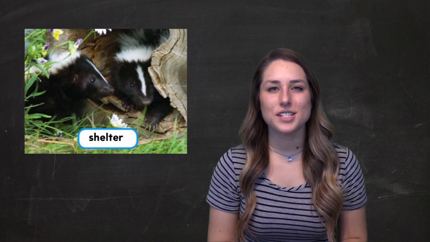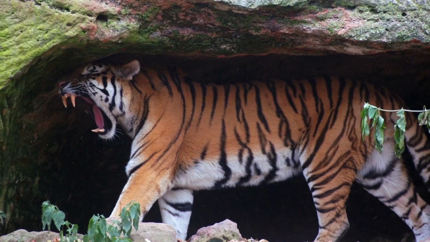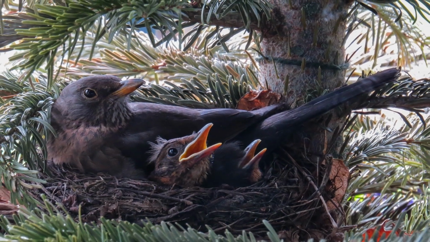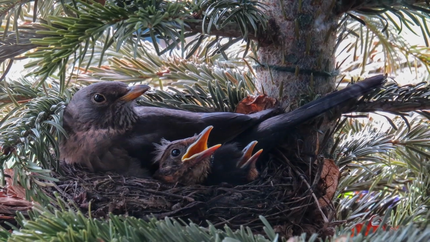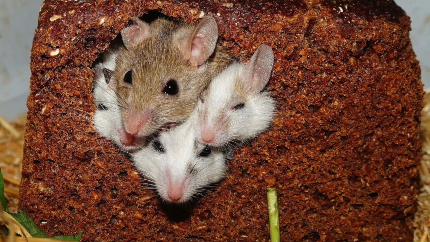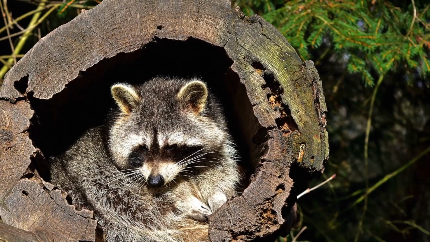Animals find shelter to keep them safe. Shelter provides protection from the wind and the cold, as well as other animals. Animals have different types of shelter. Some examples of shelter are a cave, a nest, a burrow, or a hole in the ground or a tree.